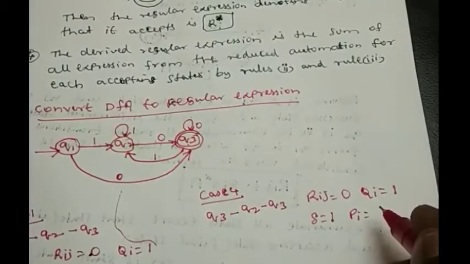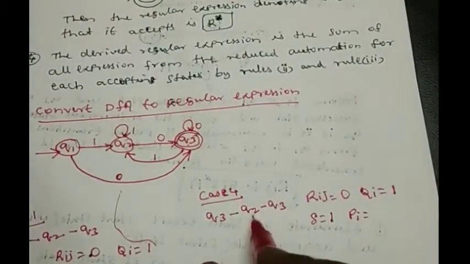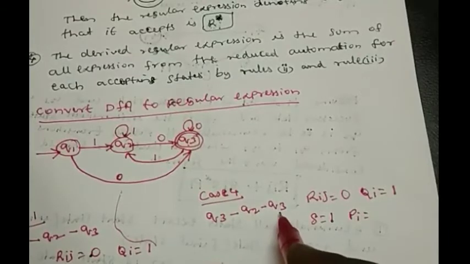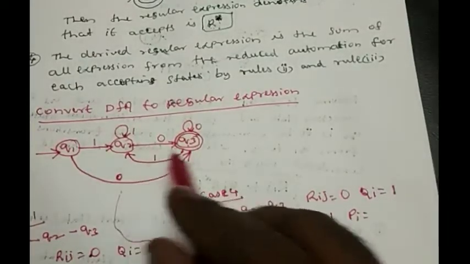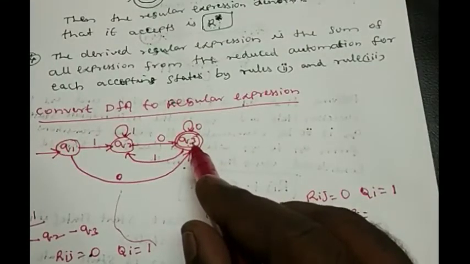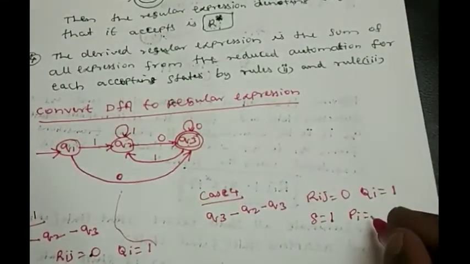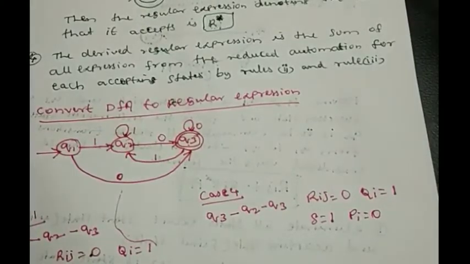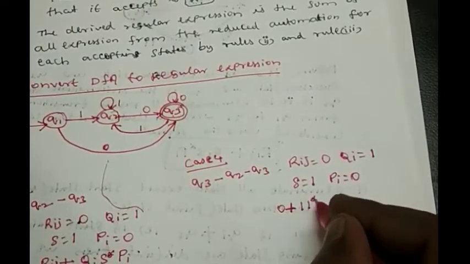And the last one is Pi. What is Pi here? From intermediate node Q2 to Q3, whether there is any transition. Yes, from Q2 to Q3 there is a transition, and that transition is 0. So Pi is 0. Now put it into the respective formula. Rij is 0, plus Qi is 1, Si is 1 star and Pi is 0. So now this is the regular expression.